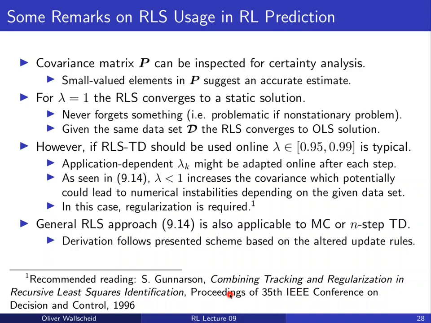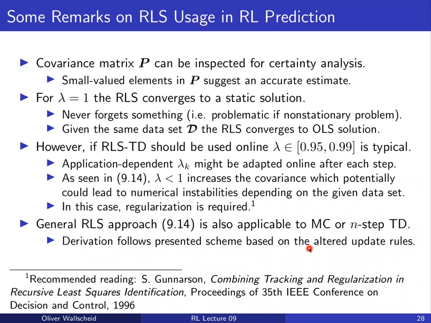And of course, as mentioned in the beginning of the LSTD, the general approach of recursive least squares could also be applicable to Monte Carlo or N-step TD. However, we don't give the detailed algorithm here. You can just follow the same derivation as for the TD(0) approach and work out the formulations for Monte Carlo or N-step TD on your own.